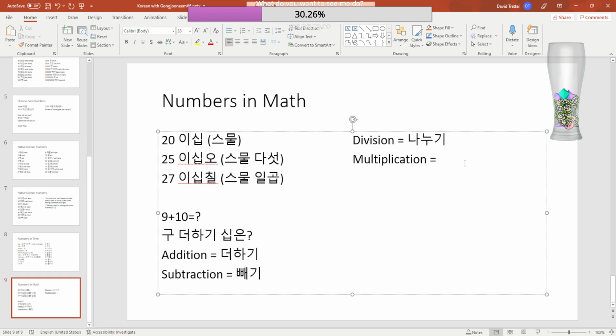Oh, now I can't remember. What was the multiplication? Oh no. 곱빼기. No. Okay, give me a sec, guys. I have to try to remember this. 곱하기. Yeah, that's what it was. 곱하기. Okay.